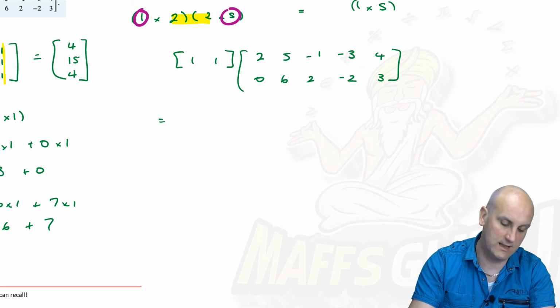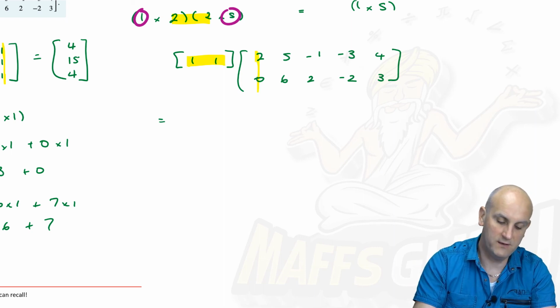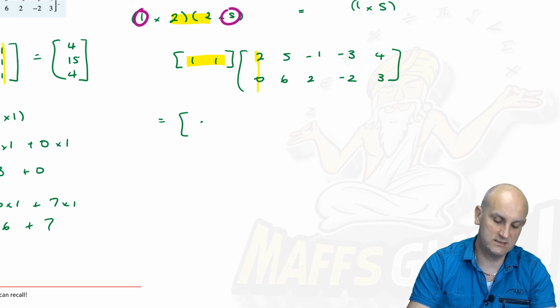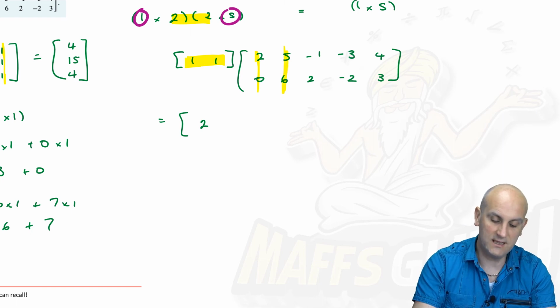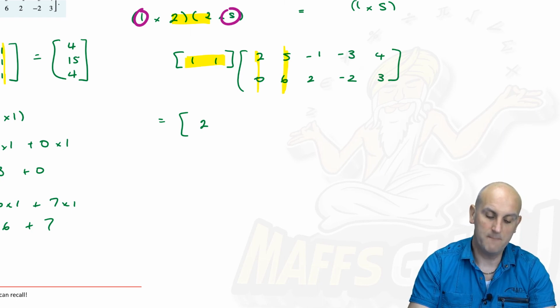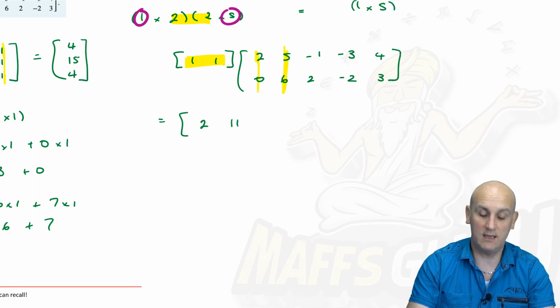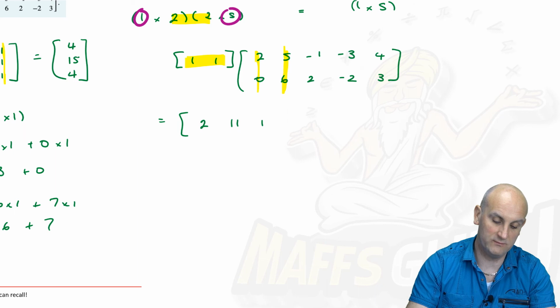And let's just see what happens. So the first row by the first column is going to give me the value of 1 times 2 is 2. 1 times 0 is 0, that's going to give me 2. Yay! Now we're going to do the first row by the second column. So 1 times 5 plus 1 times 6 is going to give me 11. And as I keep going on, minus 1 plus 2 gives me 1. Minus 3 plus minus 2 gives me minus 5. And 4 plus 3 gives me 7.